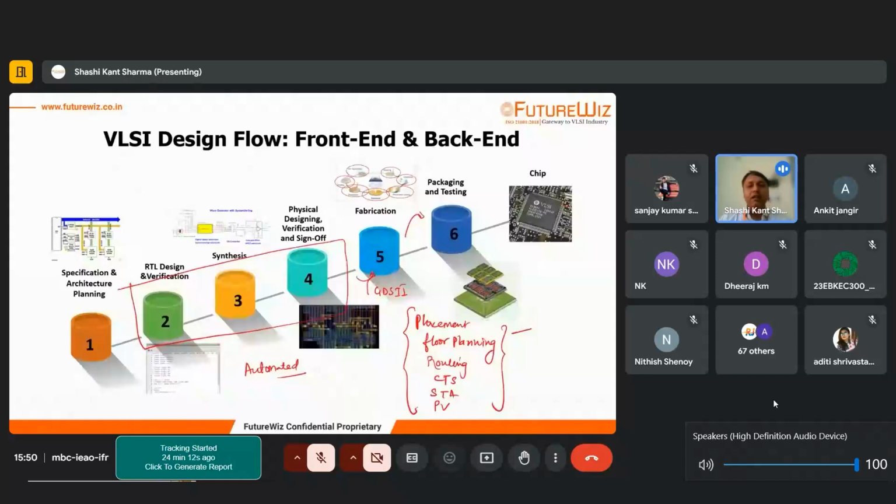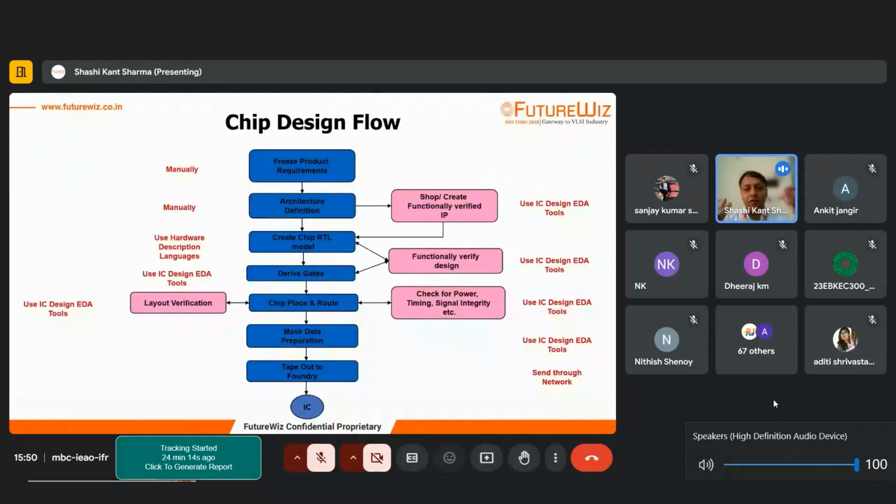Now, a more detailed flow we can understand like this. Suppose I have the product requirement from the customer side. Then I freeze that requirement and plan the architecture for that. That architectural planning is all manual, and gathering requirements is also manual. So far we don't have any automated process to get the requirements from the customer or design the architecture. These are all done manually, only with paper and pen. So knowledge of digital design plays a pivotal role whenever we do the architectural planning.